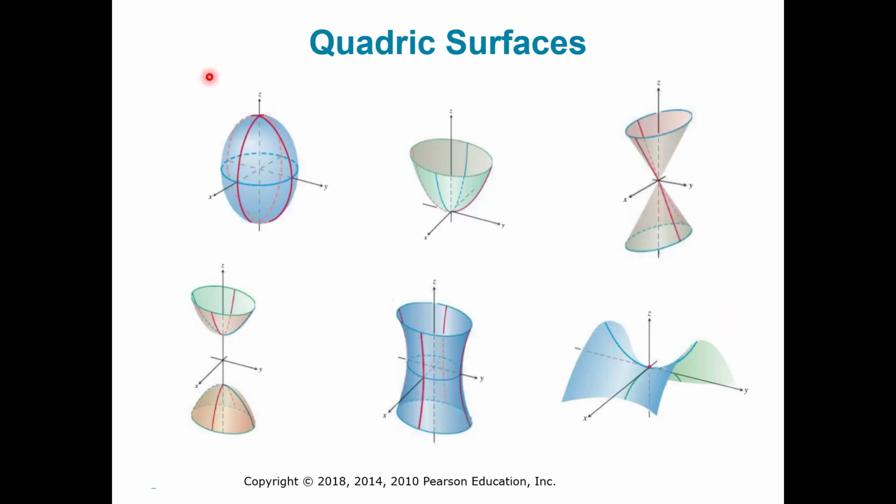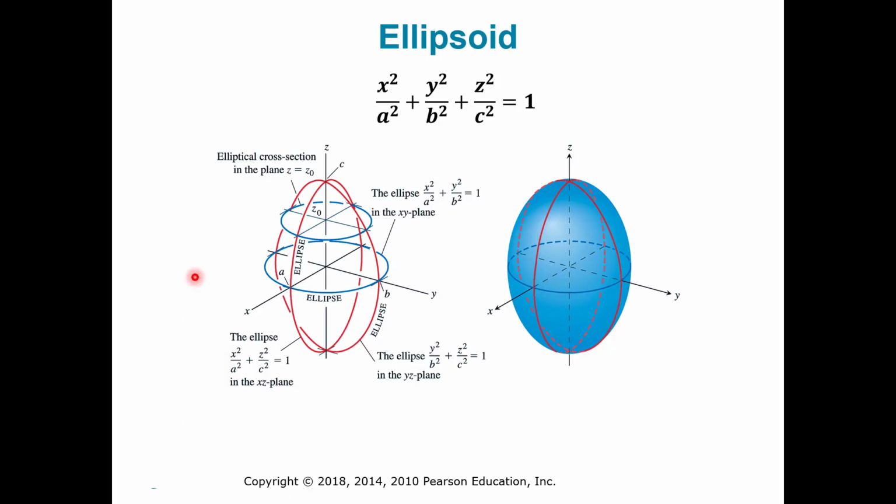Here are your quadric surfaces. So these are the shapes that we're going to talk about briefly in this section. So notice these are three-dimensional shapes, and we have equations that describe each one of them. So let's start with the ellipsoid. What I want you to do is be familiar with the equation and what shape it represents, and you'll start to see some patterns and sort of how to come up with this.